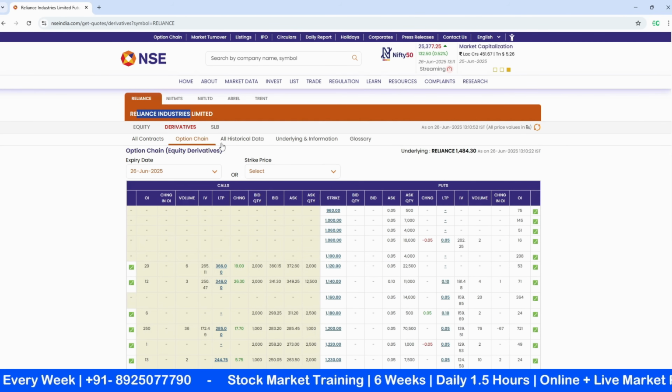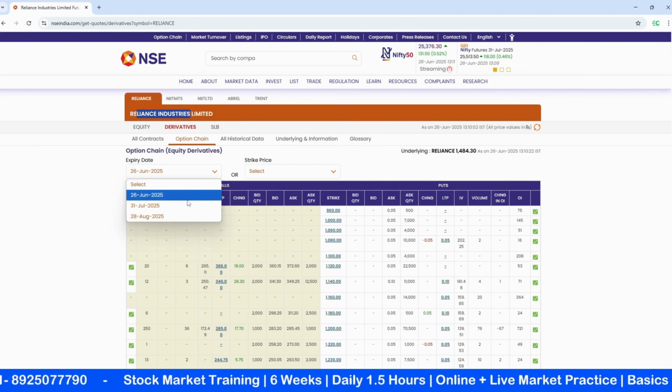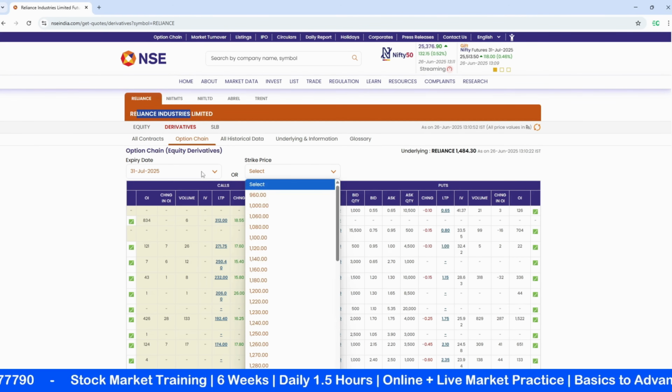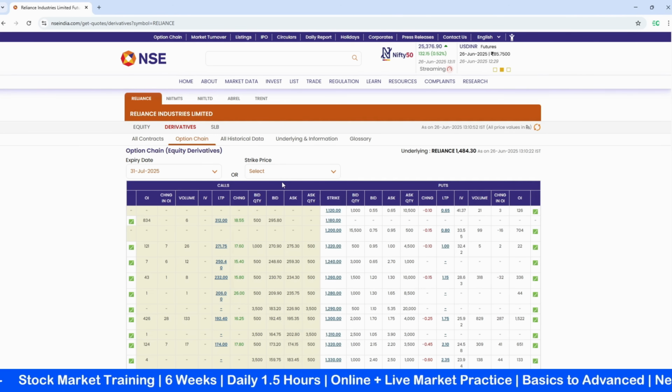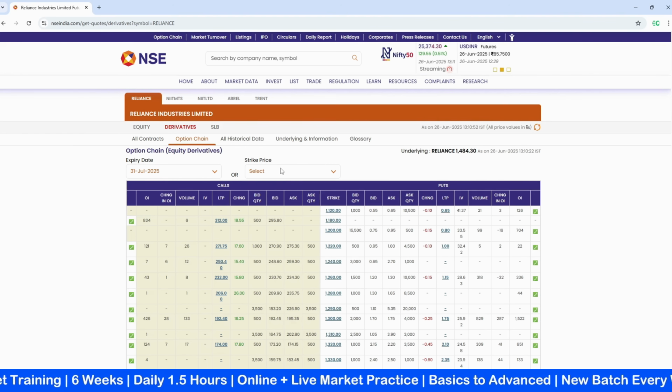And if you want to have any historical data specific to it, you can still do that. And you have a lot of options to toggle between different calendars and different strike prices for you to get into it.